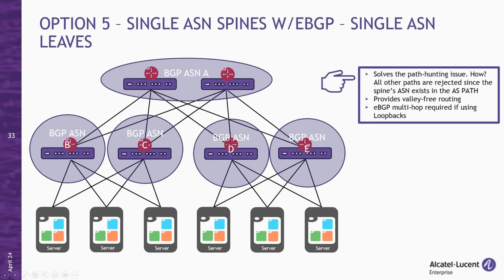So the fifth option, the last design, is to use a single autonomous system in your spine switches with eBGP to your leaf switches. So this solves the path hunting issue since no other paths are installed in the BGP table. At the same time, value routing is eliminated.